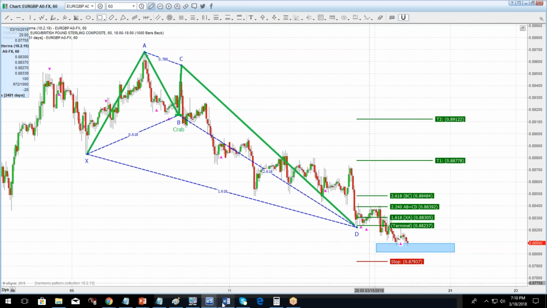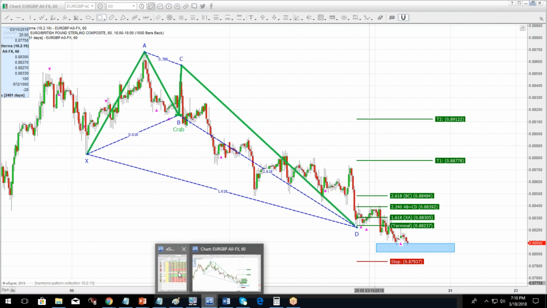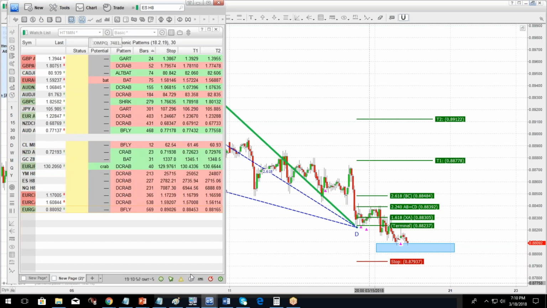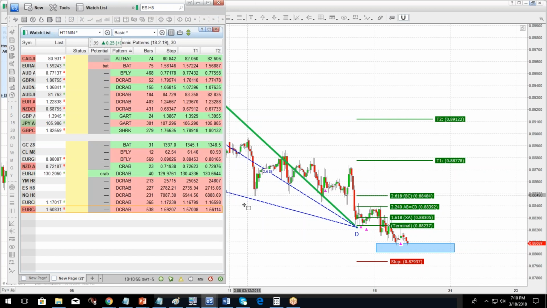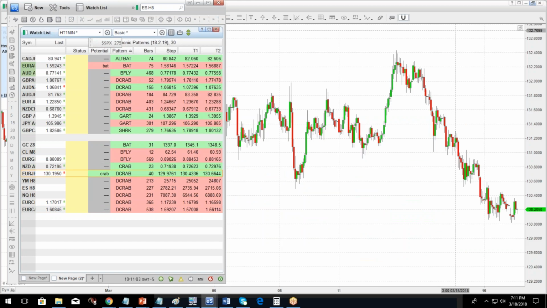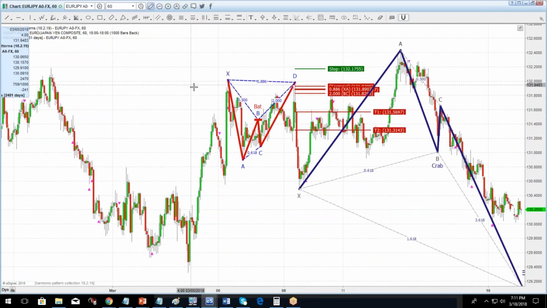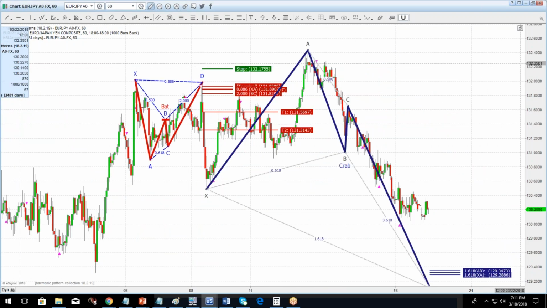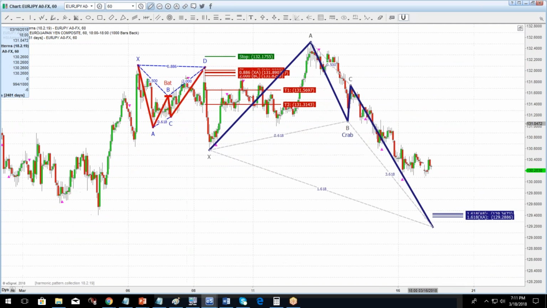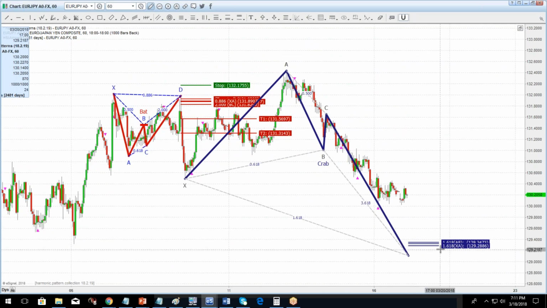I want to look at one other example, show you guys. We work off this pattern monitor, and a really efficient way to kind of scan for various setups. And so here is Euro Yen. Go on a 30. All right, another crab pattern developing, but lower.